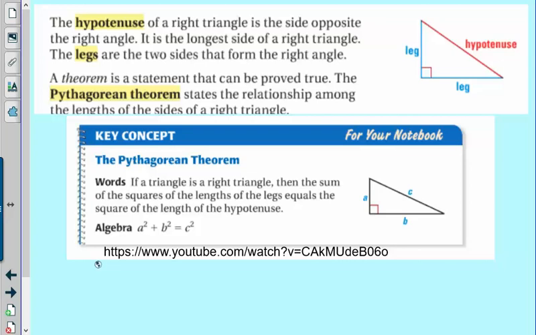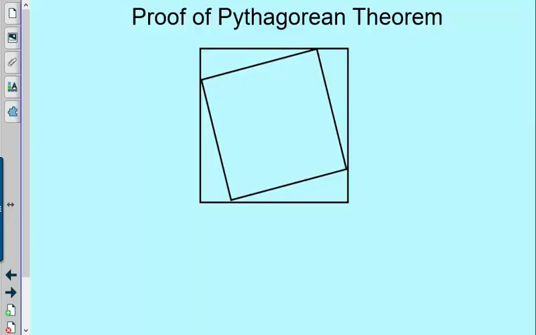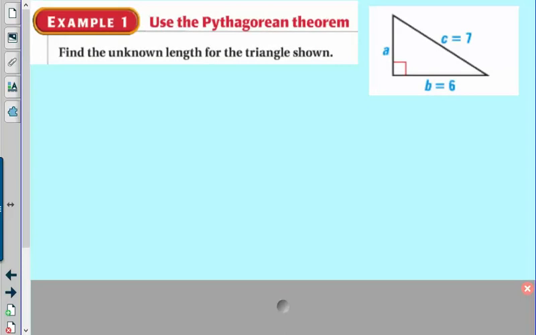Here's a video. If you want to type that in, you can check that out, or I can show you guys a little demonstration on the Pythagorean theorem in class. There's tons of little things that you can Google, but I'm not going to show that in the video. I'm not going to prove it. I can show that to you guys in class. I'm just going to solve some problems for you. So we're going to find the missing side here.